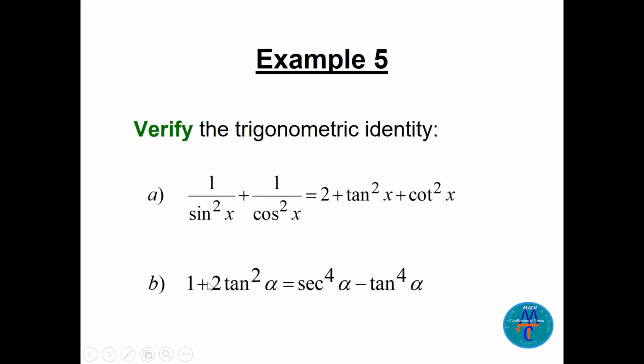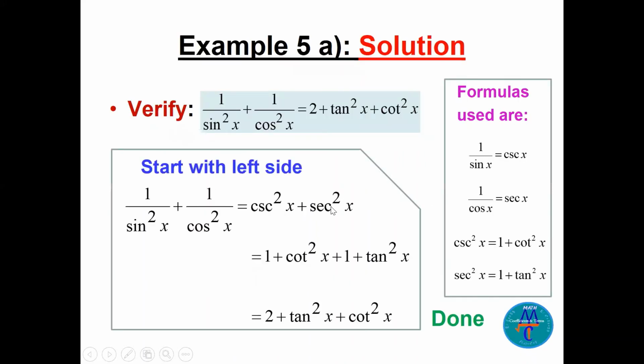Also here we have to show that 1 plus 2 tan squared of alpha is equal to secant to the power 4 of alpha minus tan to the power 4 of alpha. We have to show that they are equal. Let's see the first one. The first one, I will start with the left side.